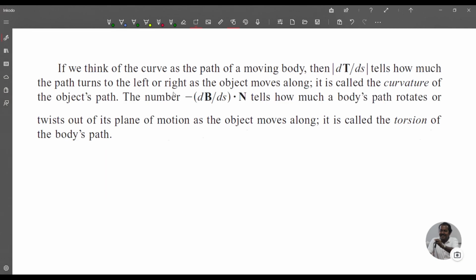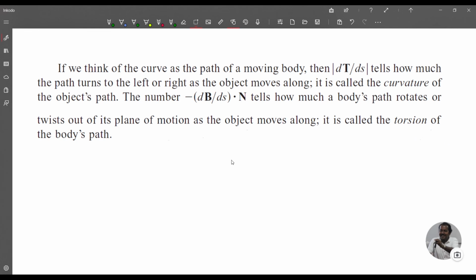So if you think of the curve as the path of a moving body, then modulus of dT/ds tells how much the path turns to left or right as the object moves along. It is called the curvature of the object's path. The number minus dB/ds dot N tells how much the body's path rotates or twists out of its plane of motion as the object moves along. It is called the torsion of the body's path.